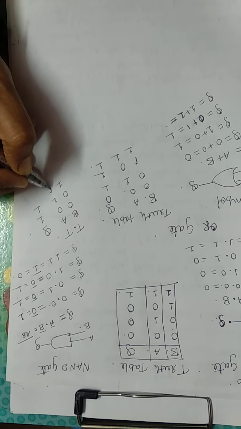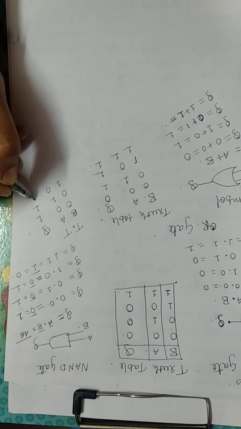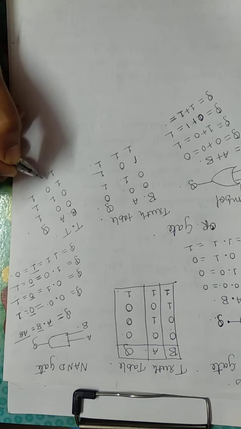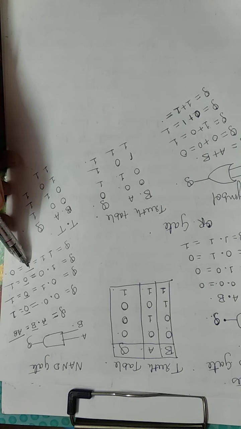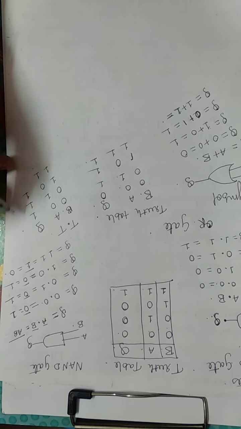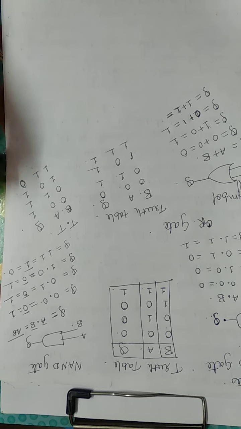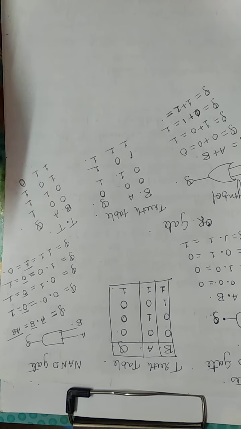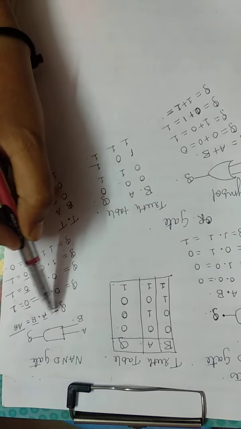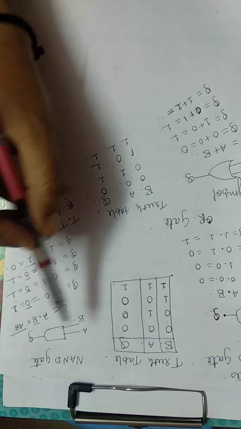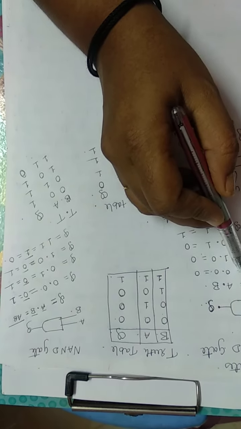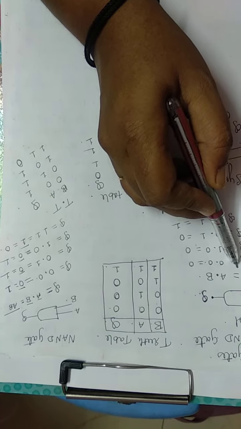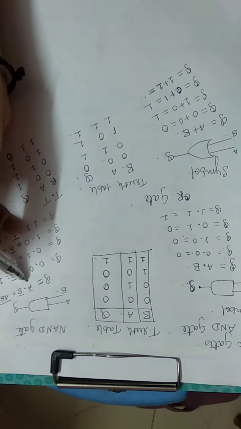Then if A is 0, it will become 1. When both the inputs are 1, 1, the bar of 1 is 0. So, the NAND gate is a combination of AND gate. You can see the Boolean expressions for the AND gate and NAND gate.